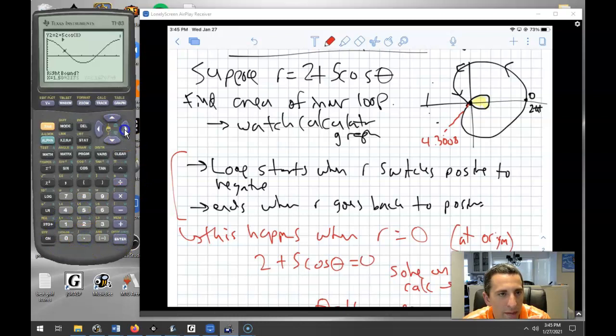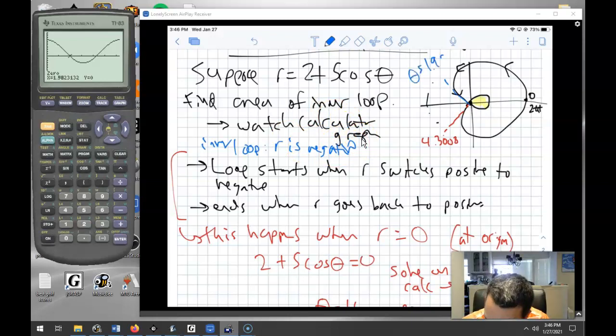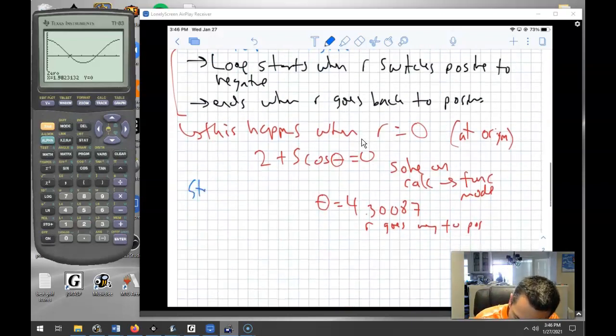So we have 1.5, and then we'll scroll over a little bit here. That's going to tell you where the inner loop starts, because the inner loop is this region in here where your r is negative. That's where the loop is. So that's, I think, a key: the loop is when r is negative. That's your inner loop, and that's what we're looking for between those two points. So we see the loop begins at theta equals 1.9823.